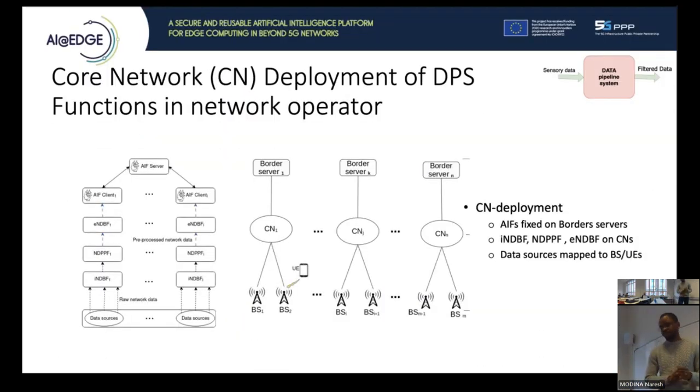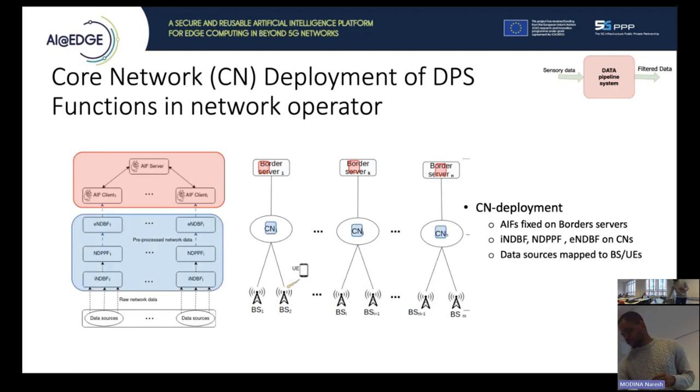For the core network deployment, here we consider still the IEF nodes are fixed at the border level. Then all the functions of the data pipeline system are deployed at the level of the core network, and the data sources are still mapped to the base station or user equipment.